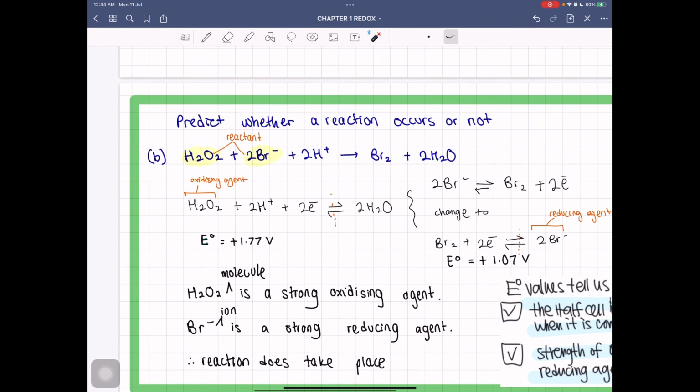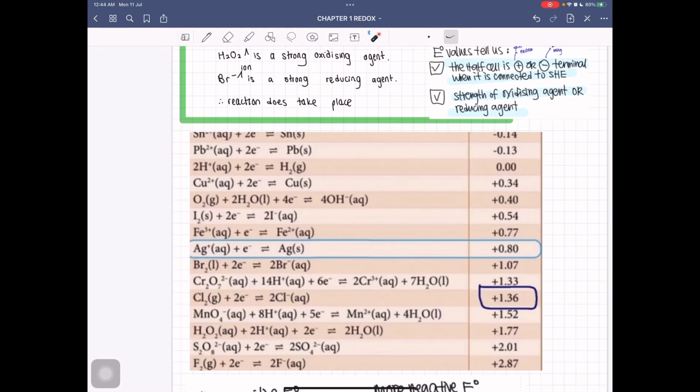Okay, so for this question, predict whether a reaction occurs or not. First, identify your two reactants, this one and this one. So we have bromide and we have hydrogen peroxide. Where are you? Here. You're here. So write this down and the E0 value is already given.